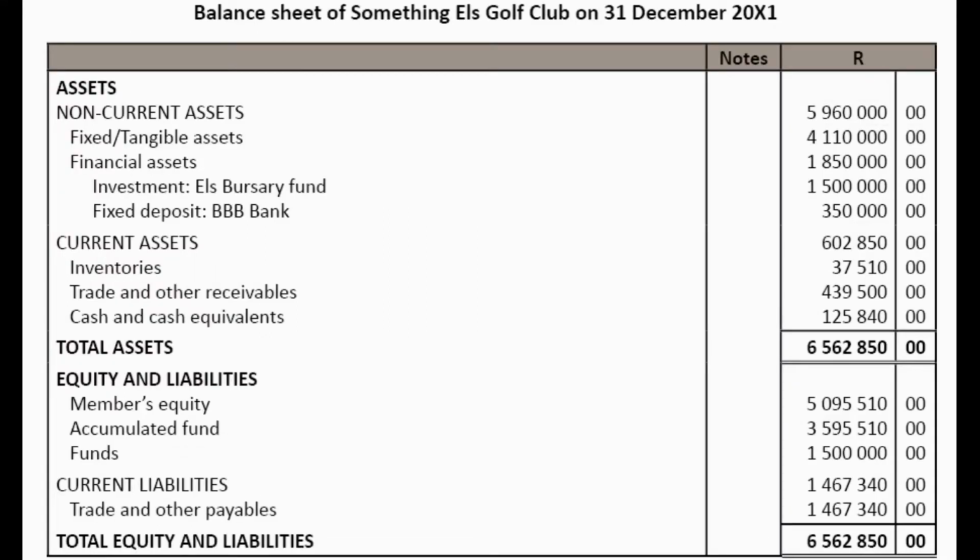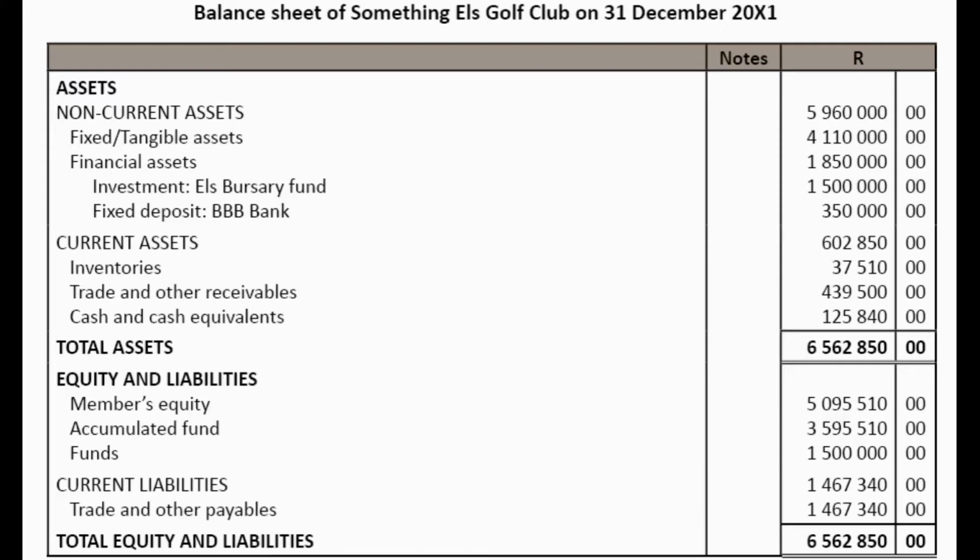Okay, and now we get to the balance sheet. And I'm not going to explain each and every amount because we've already done that under the notes. So I'm quickly going to go through that. You know by now assets are divided into non-current assets and current assets. Fixed or tangible assets, that is the carrying amount, and we get that from the note to the financial statements.